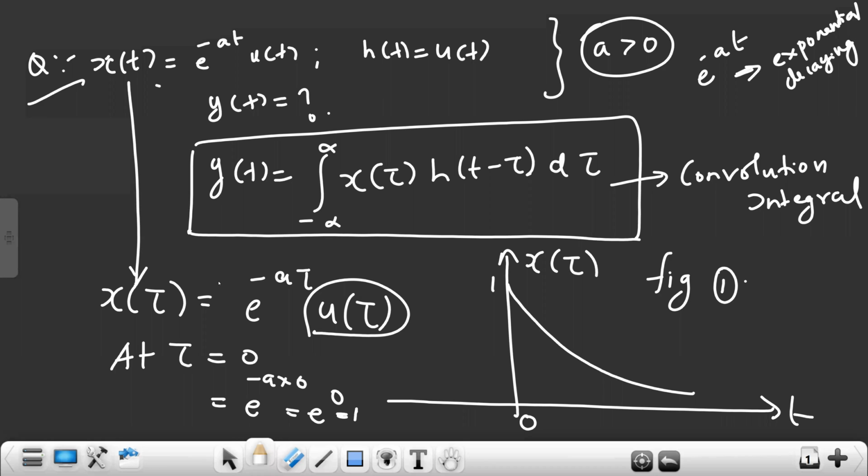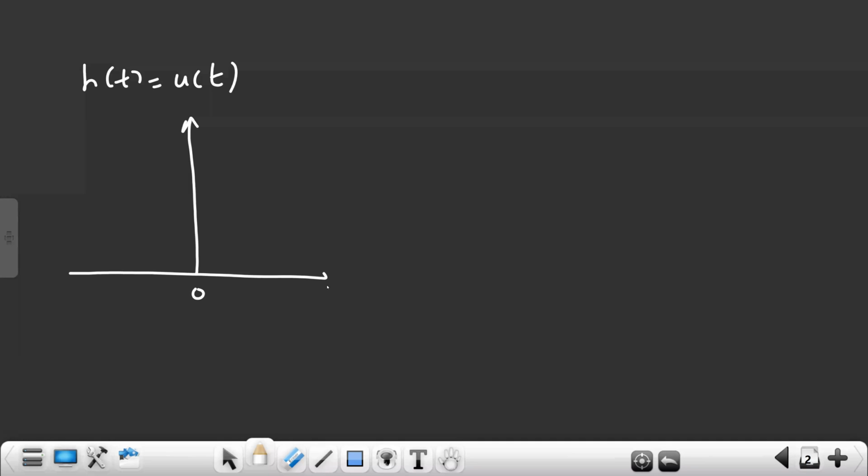Okay, now we will be plotting h of t. H of t is given by u of t. So first all of you plot h of t, and then we will plot h of t minus tau. It is given that h of t is u of t. U of t is nothing but a unit step sequence that will be available from 0 to infinity with a value 1.